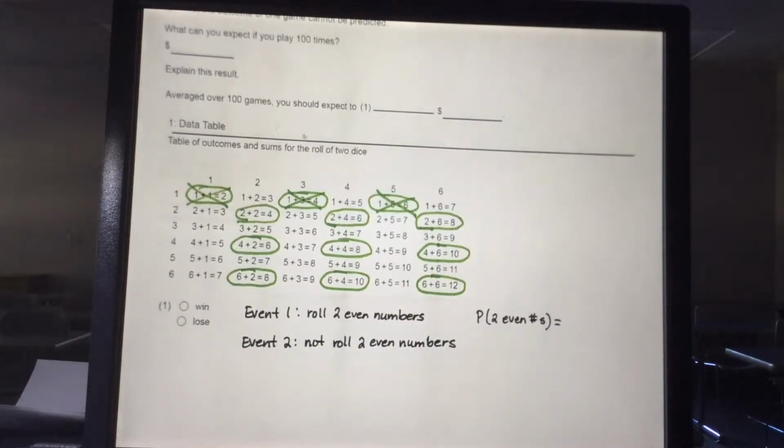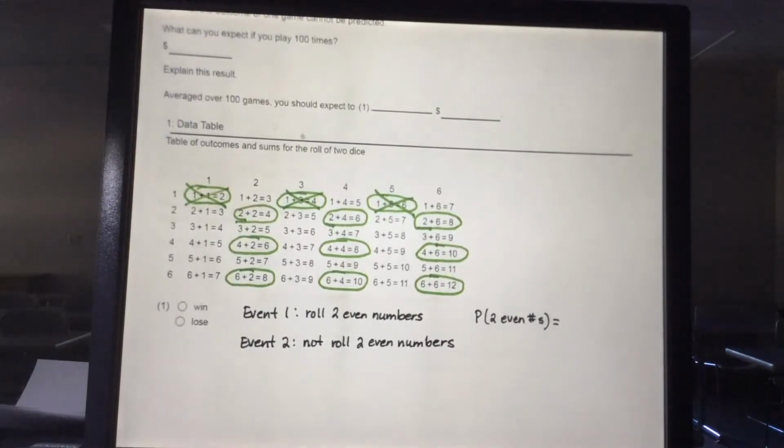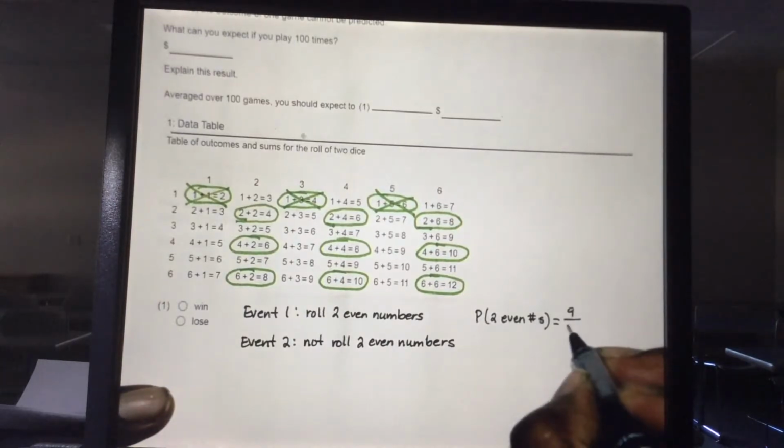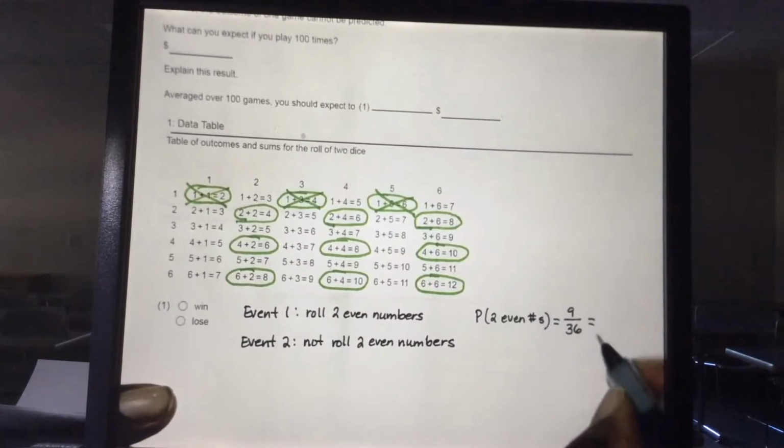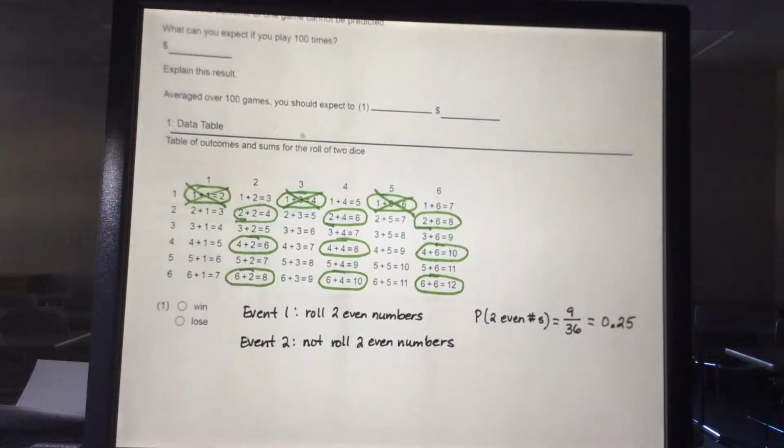So the probability of two even numbers would be, in this case, 9 over 36. Now, if you take 9, divide that by 36 on your calculator, you will get 0.25. So the probability of rolling two even numbers will be 0.25.